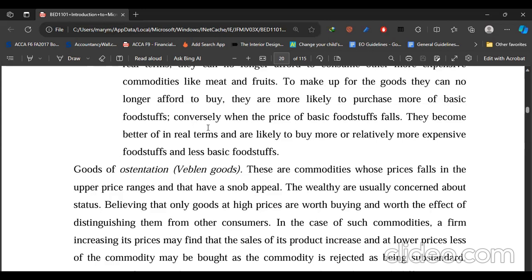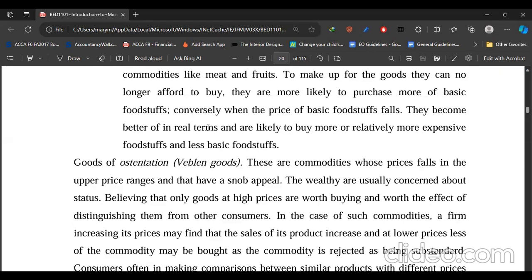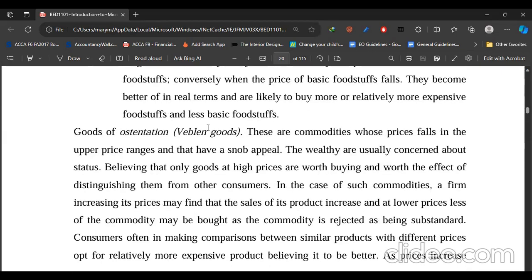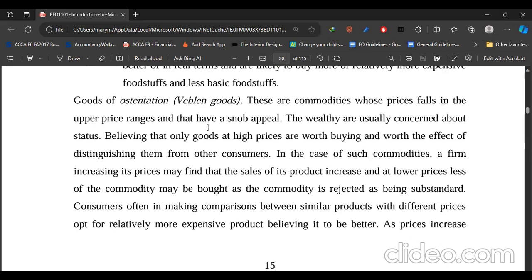Now, when you look at the goods of ostentation, which are Veblen goods, these are commodities whose price falls in the upper price ranges and that have a snob appeal. The wealthy are usually concerned about status, believing that only goods at high prices are worth buying, which has the effect of distinguishing them from the other consumers.